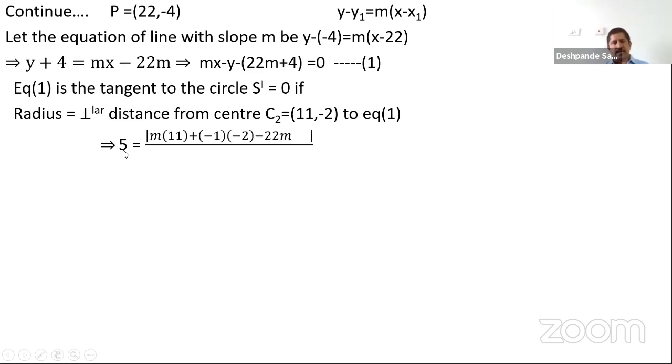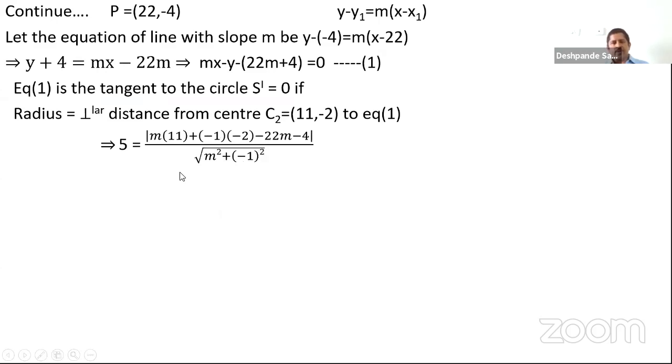Okay, so for the second circle, 5 is equal to m into the center, which is 11 comma minus 2 here. So m into x is 11, then plus, here minus 1 is there, so minus 1 into minus 2. So m into 11 minus 1 into minus 2, then this constant. This constant is minus 22m minus 4, in the modulus, divided by the square root of m square plus minus 1 whole square.